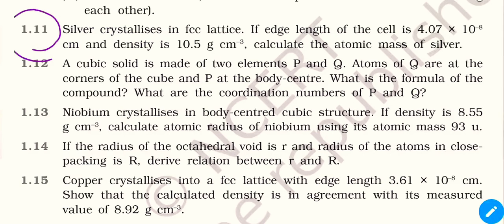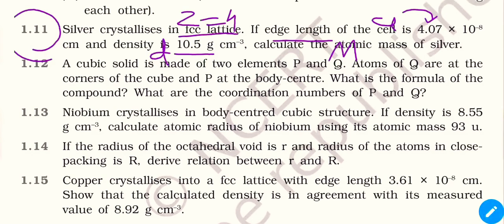Silver crystallizes in FCC lattice. If the edge length of the cell is 4.07 into 10 raised to minus 8 centimeter and density is 10.5 gram per centimeter cube, calculate the atomic mass of silver. In this case it is FCC, so that means the value of Z is equal to 4, the number of atoms per unit cell. Edge length is mentioned, that means a is equal to 4.07 into 10 raised to minus 8. Density is also mentioned, 10.5, and we need to find atomic mass.